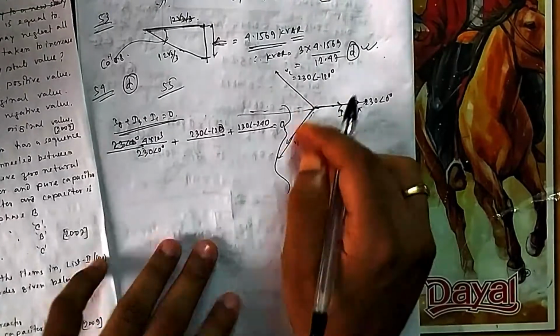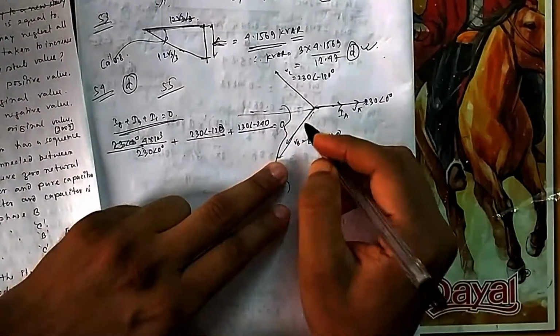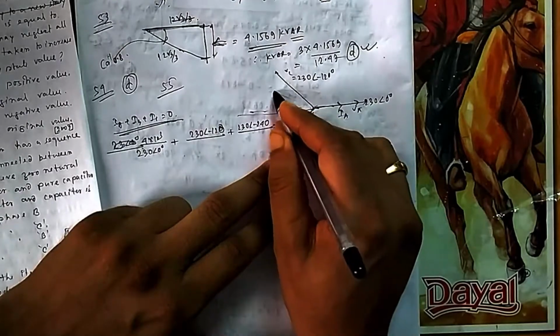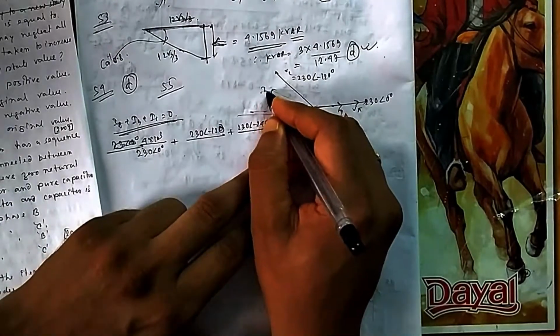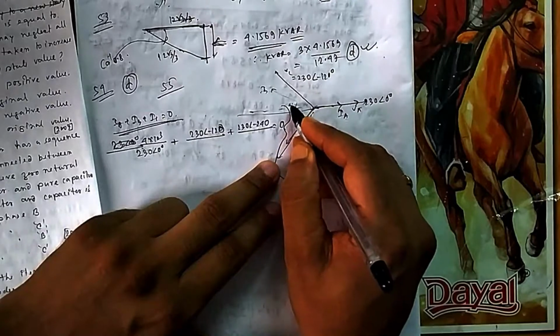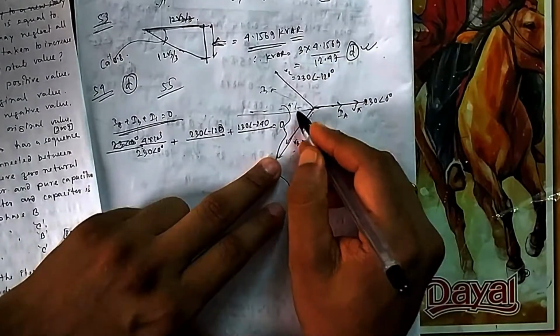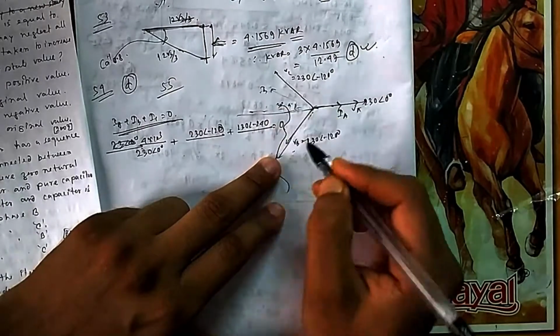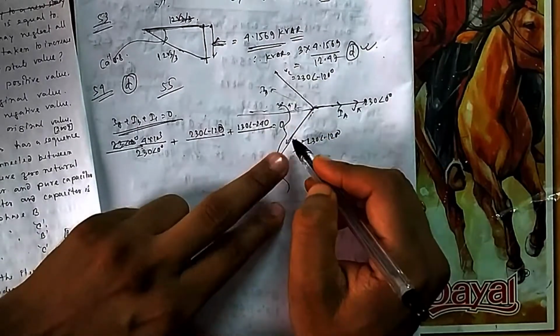Now if you place an inductor here, let me think one by one. Suppose I place an inductor here, my current will be lagging this voltage, so here will be IB with an angle of 30 degrees, because it will be lagging 90 degrees. So 120 plus 90 will be 210, that is 180 plus 30, so this angle will be 30. This will be your IB current if I place an inductor.